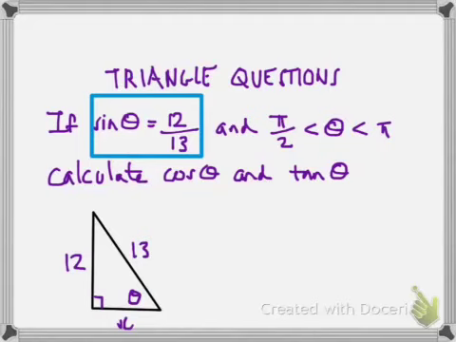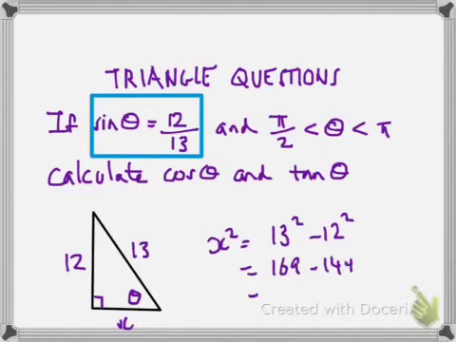Now you might already know that the three numbers here in this triangle are what's called a Pythagorean triad. They're a set combination of numbers that fit for right angled triangles. That is 5, 12, 13. But I'm going to presume that you're under the pressure of the exam and you don't know that, and you're going to need to find out x using Pythagoras' theorem. So x squared will be 13 squared minus 12 squared. x squared equals 169 minus 144. x squared equals 25. Therefore, x equals 5. So my missing side there, I'm now going to rub out x, and I'm going to put 5.